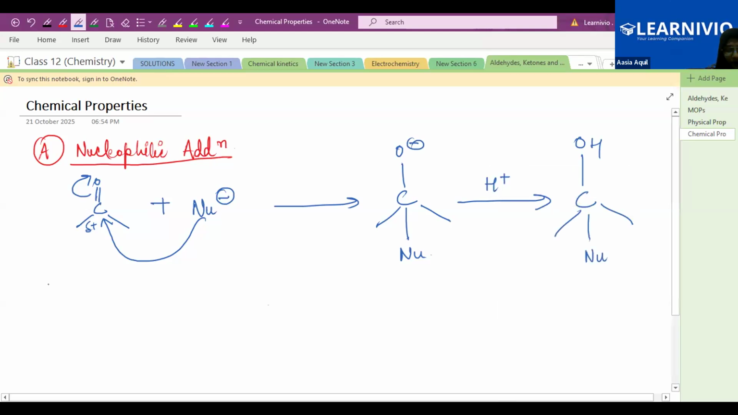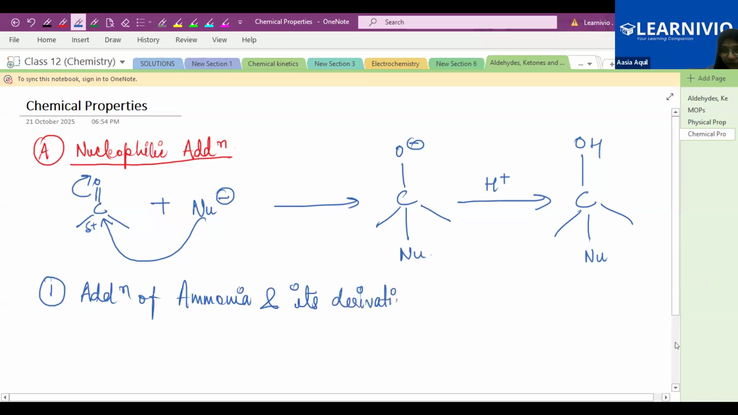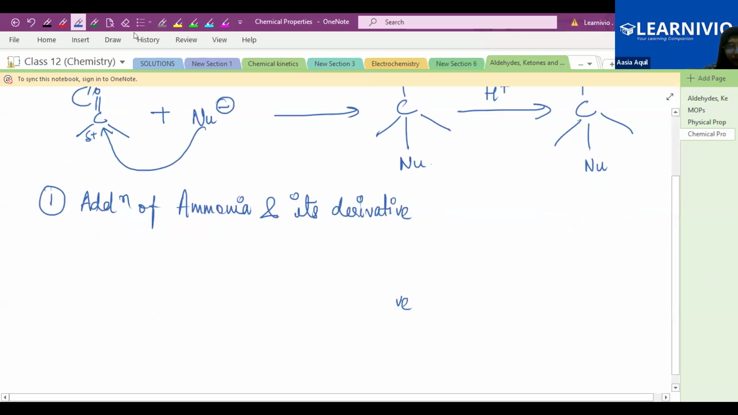Now let's see the first nucleophilic reaction. First, write down the heading: the addition of ammonia and its derivatives. See here, suppose this is a carbonyl compound, and if you add NH3, ammonia, then on treatment with ammonia, the carbonyl compound will get converted into an imine.